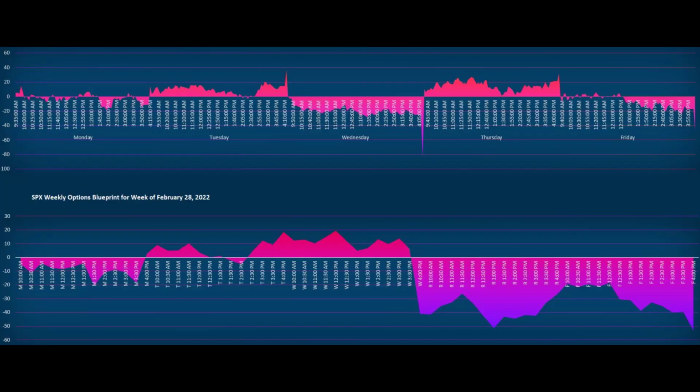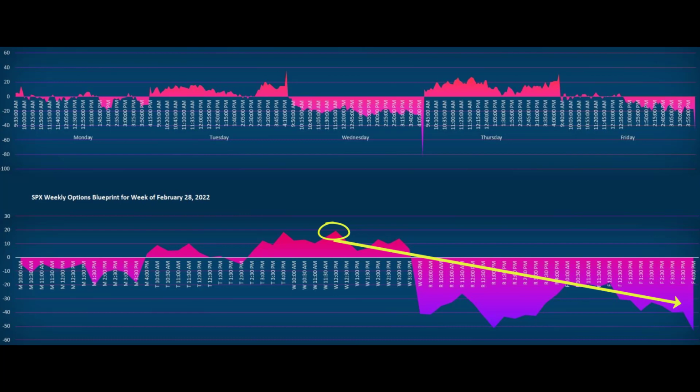So for the next trade, what the blueprint is telling us is that the market tends to peak around Wednesday and then sort of tapers off into the end of the week. We can see Thursday and Friday are pretty bearish. So we're going to look at taking a bear call spread around noon on Wednesday that expires that Friday.